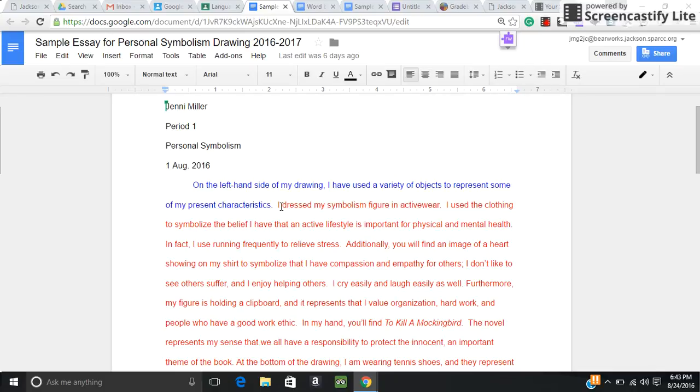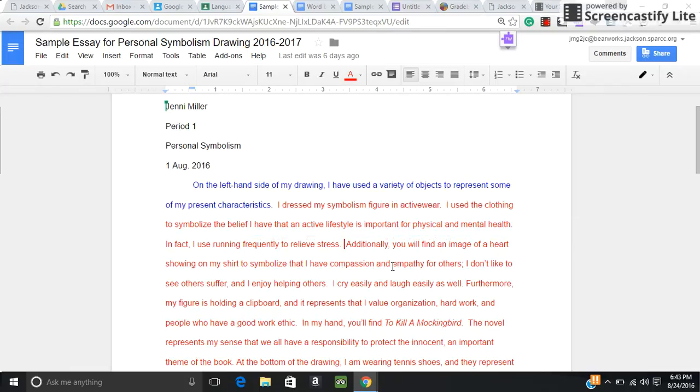So you're going to notice here I used a number of sentences. You might do the job in one sentence. You might need more than one sentence. I have to mention the symbol, which was the activewear, and then I have to have an explanation of the characteristic that it represents. So each red really has two pieces.